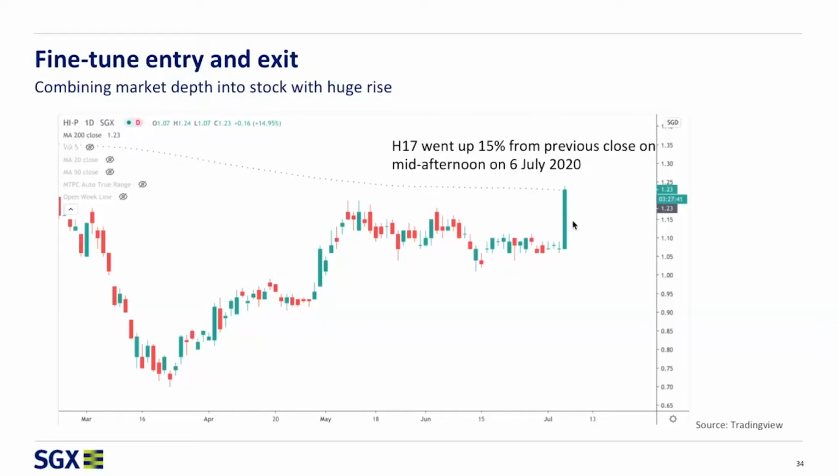Okay, so let's not let emotion take over. Let's be very mathematical, be very precise in our entry. We try to plan each and every entry. So for example, HIP, on the 6th of July, when I was doing the material and presenting on the previous market depth session, it went up 15%, from this high here. You can see that there was a huge surge from around $1.05 all the way to 1.23.